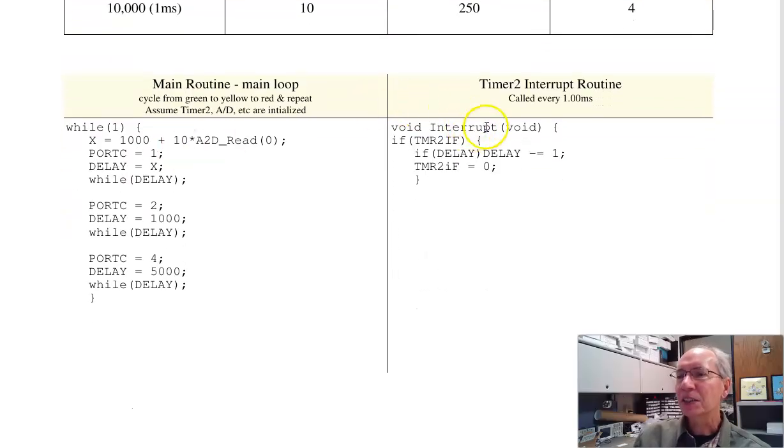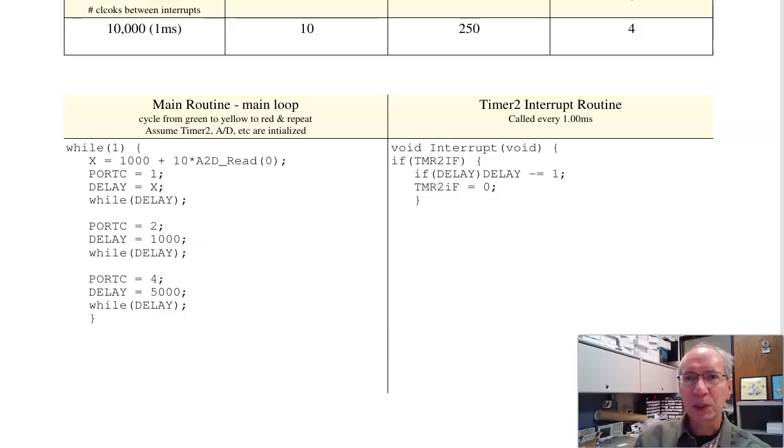Every millisecond timer 2 is called. I'm going to take a global variable called delay, decrement it to 0, stop at 0. I'll then use that in the main routine. What the main routine does is it measures the analog input, calculates X, sets port C to 1, which is 001. Green light is on. It sets delay to X, and then in the background, it's decremented every millisecond.